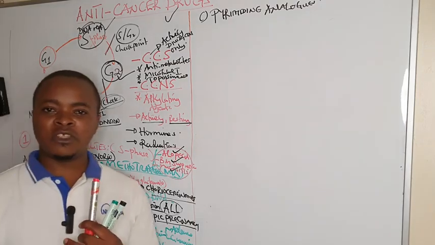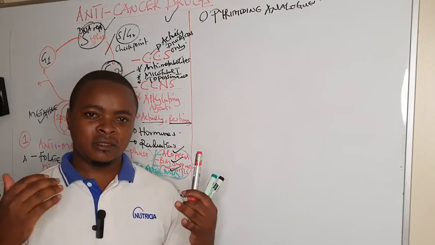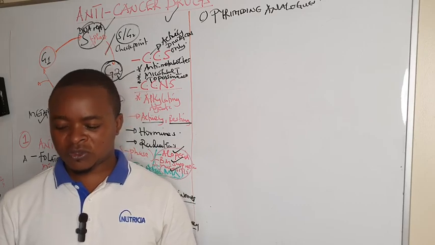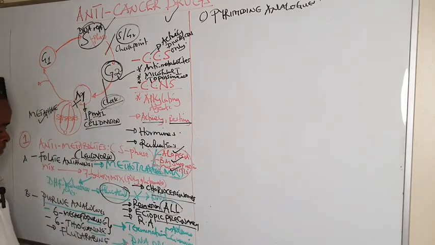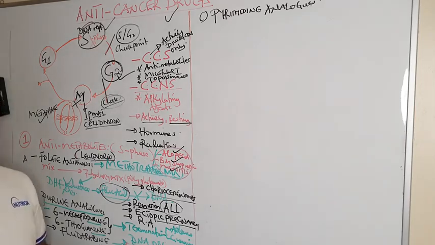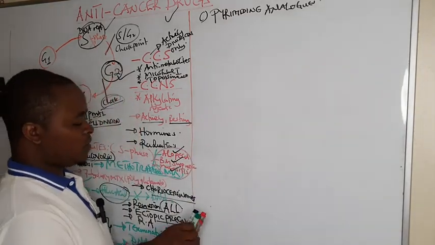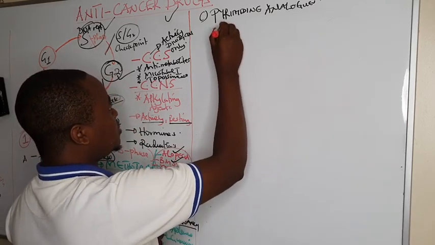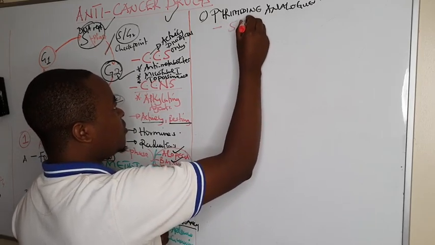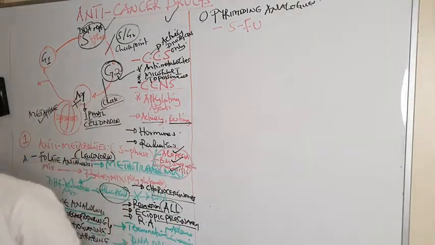Indicated in the treatment of acute leukemias, non-Hodgkin's lymphomas, and chronic lymphoblastic leukemias, and even hairy cell leukemias. So this is what we can talk about under purine analogs. Then we have pyrimidine analogs. With pyrimidine analogs, these ones include 5-fluorouracil is one of them.